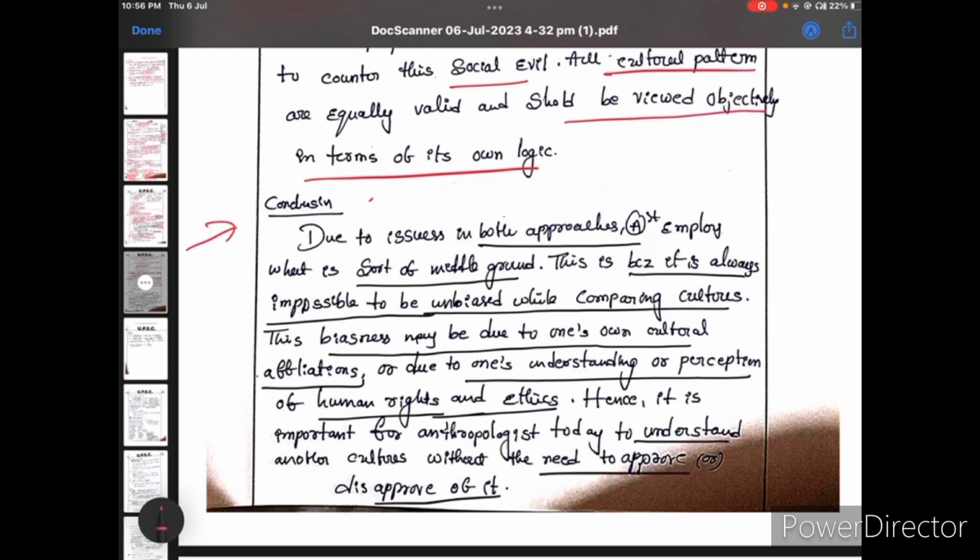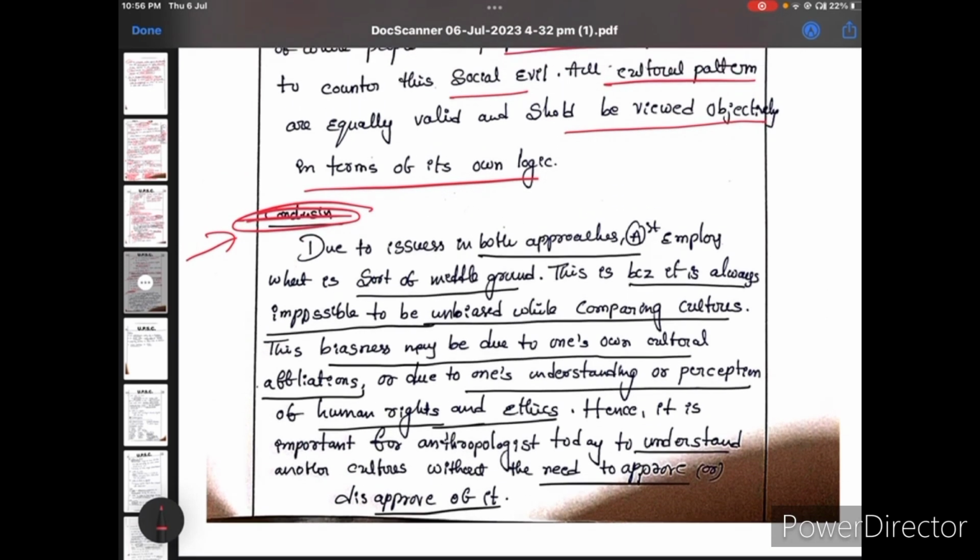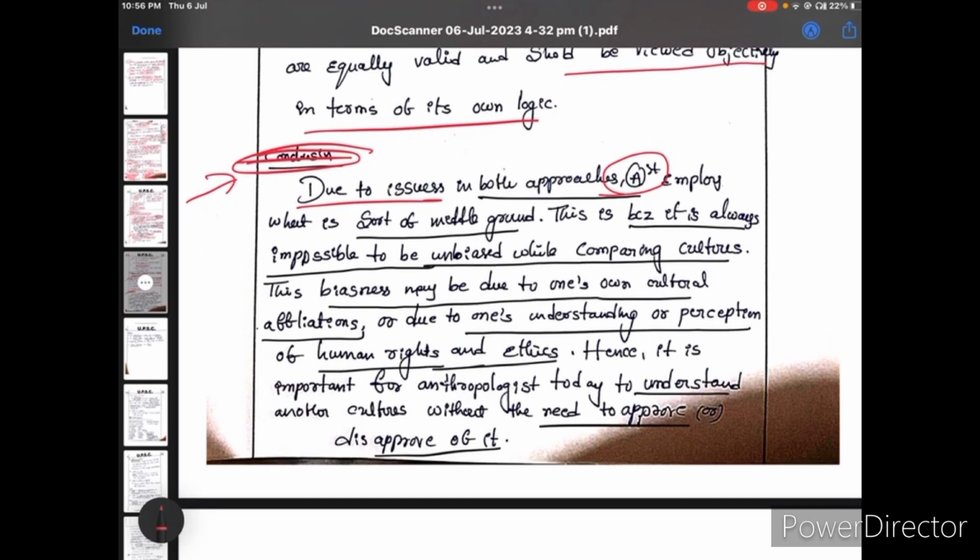So next, come to the conclusion. Please don't write conclusion. I am just giving it for information only. I wrote here conclusion. Don't mention conclusion in your answer. Okay, next here. Due to the issues in both approaches, anthropologists imply that what is sought is the middle ground. See, it is always impossible to be unbiased while comparing cultures, but this bias may be due to one's own cultural affiliation or due to one's understanding or perception of human rights and ethics. Hence, it is important for anthropologists today to understand another culture without approving or disapproving of it.